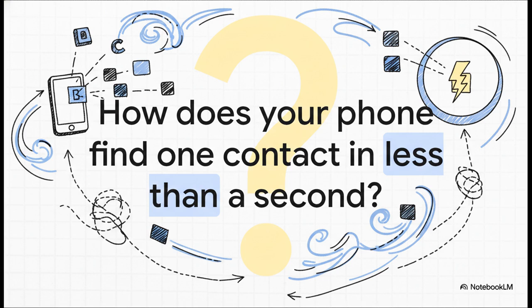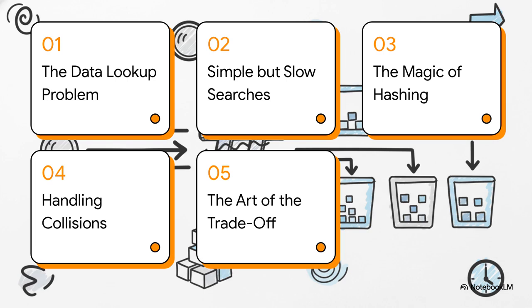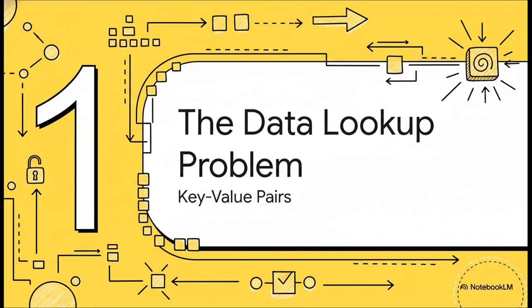Well, to solve this little mystery, we have to understand the problem at its core. So here's our game plan. First, we're going to define what this data lookup problem really is. Then we'll check out the simple, kind of obvious ways to solve it and see why they just don't cut it. After that, we get to the good stuff, the breakthrough idea of hashing. We'll even tackle its one big complication, and finally, wrap our heads around the art of the trade-off that makes our digital world spin.